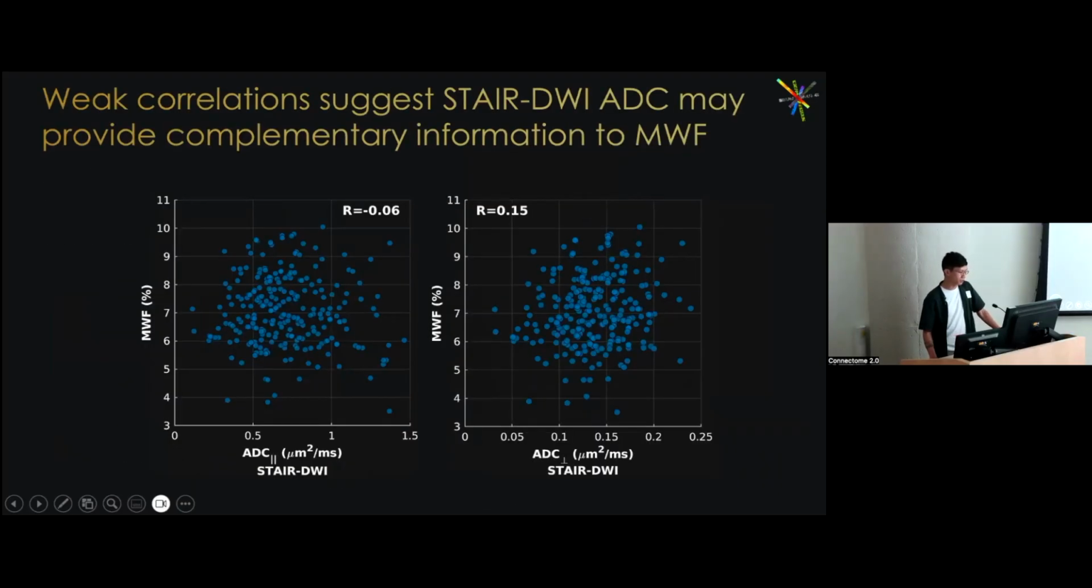Lastly, we tried to correlate our diffusion results with the myelin water fraction estimation, and we see very low correlations between these metrics. This might suggest that our diffusion metrics provide complementary information to myelin water fractions, which reflect the myelin content in the brain.